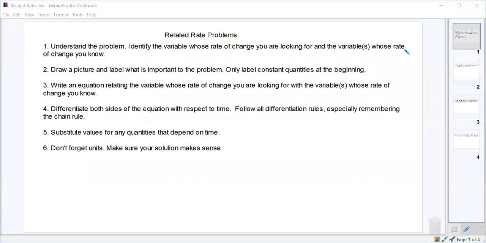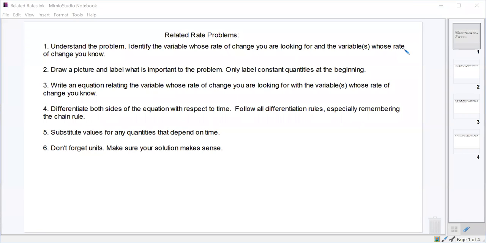Okay, cool. So once we've done those things, then we just write an equation relating the variables that we know with the variables that we are looking for. And after that, in order to get the instantaneous rate of change of something, we have to take its derivative. And so if we're looking for how something changes with respect to time, we'll have to differentiate both sides of whatever equation we write with respect to time, or with respect to t.